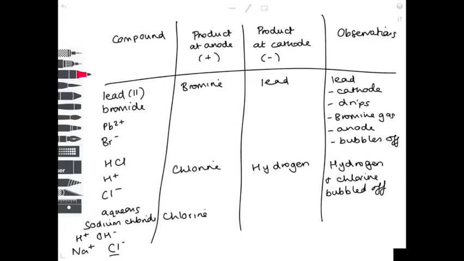The product at the cathode, where you're looking for the least reactive element out of the positive ions. So we're looking at hydrogen and sodium. Clearly hydrogen is far less reactive than sodium. Sodium is an extremely reactive group 1 metal, which is why we're going to have hydrogen produced here. The chlorine and hydrogen will be bubbled off, as with the hydrochloric acid example above.